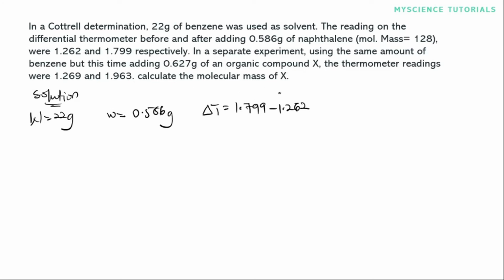So it means the values given in the first experiment, we have to use to find Kb, and after we find Kb, we use that value of Kb in the second experiment to find the molar mass of X, since we are using the same organic solvent. We've been given the molar mass of naphthalene, small m, to be 128.